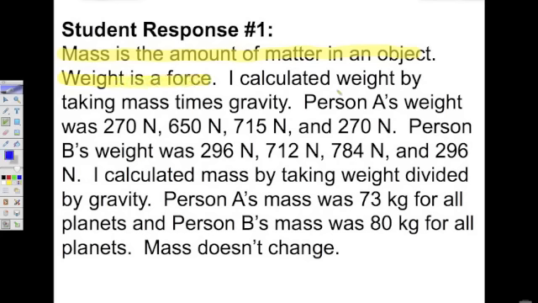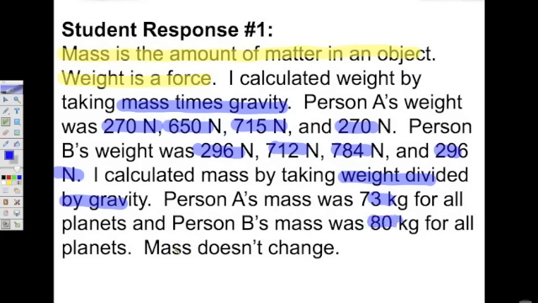the student told us how they calculated weight by taking mass times gravity. So I'm going to highlight that in blue. The person also provided data, 270, 650, and so on, for the weight that they calculated on those planets. The person also told us how they calculated mass by taking weight divided by gravity and then provided us data.